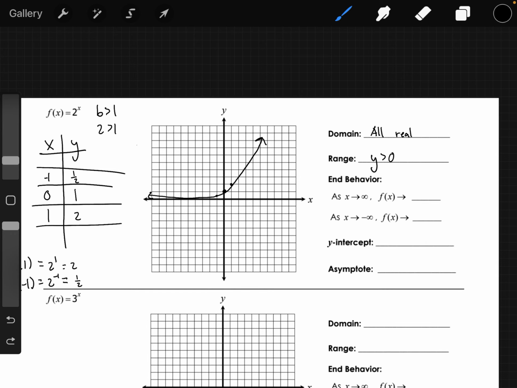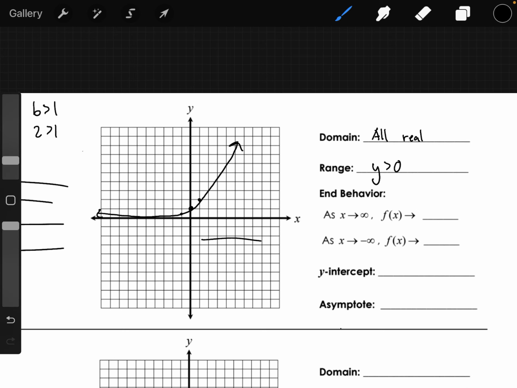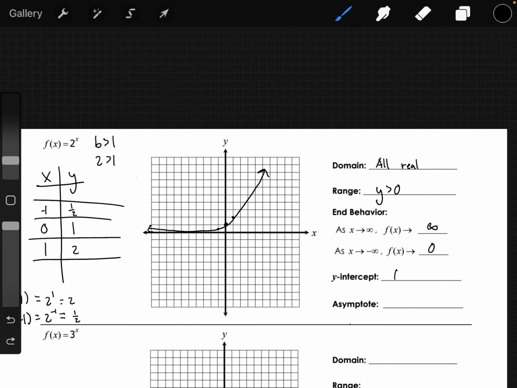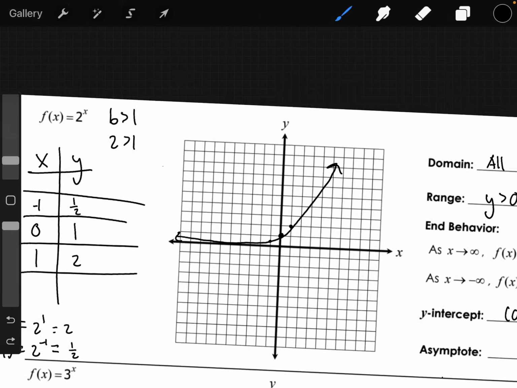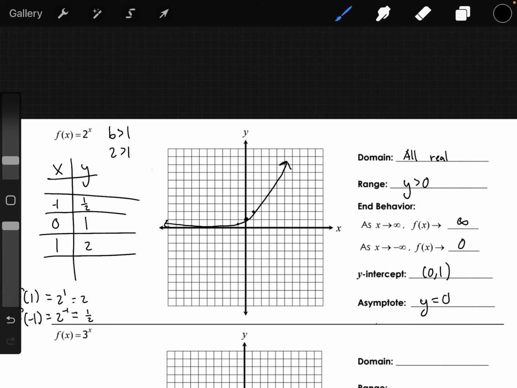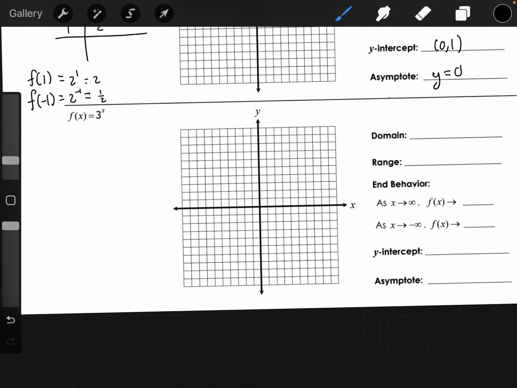So the end behavior, as x moves towards positive infinity this way, f of x moves towards positive infinity. It's moving up. And as x moves towards negative infinity, so it's moving all the way to the left, f of x will approach 0. The y-intercept is at 0, 1. We see it crosses the y-intercept at this point, and the asymptote is y equals 0.